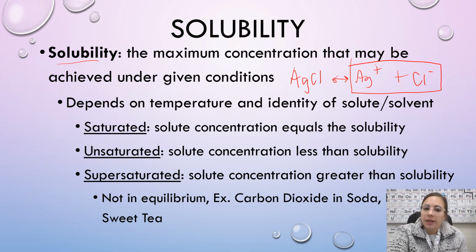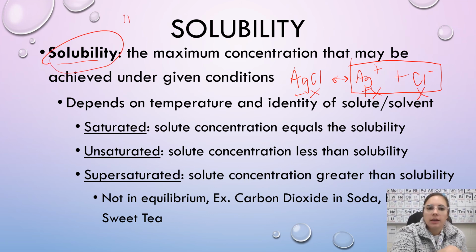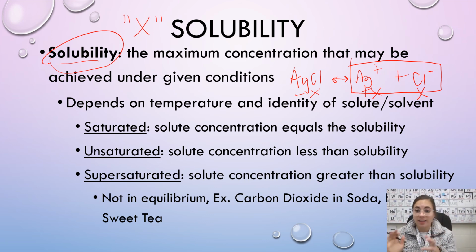So if we set this up like an ICE chart, what we realize is that solubility is our X in an ICE chart. This whole time we've been doing equilibrium and we solve for X. For a solid dissolving, X has a name: solubility, the molar solubility. And the solubility of something depends on temperature and a couple other things. So we have three terms for basically at what point a solution is in.